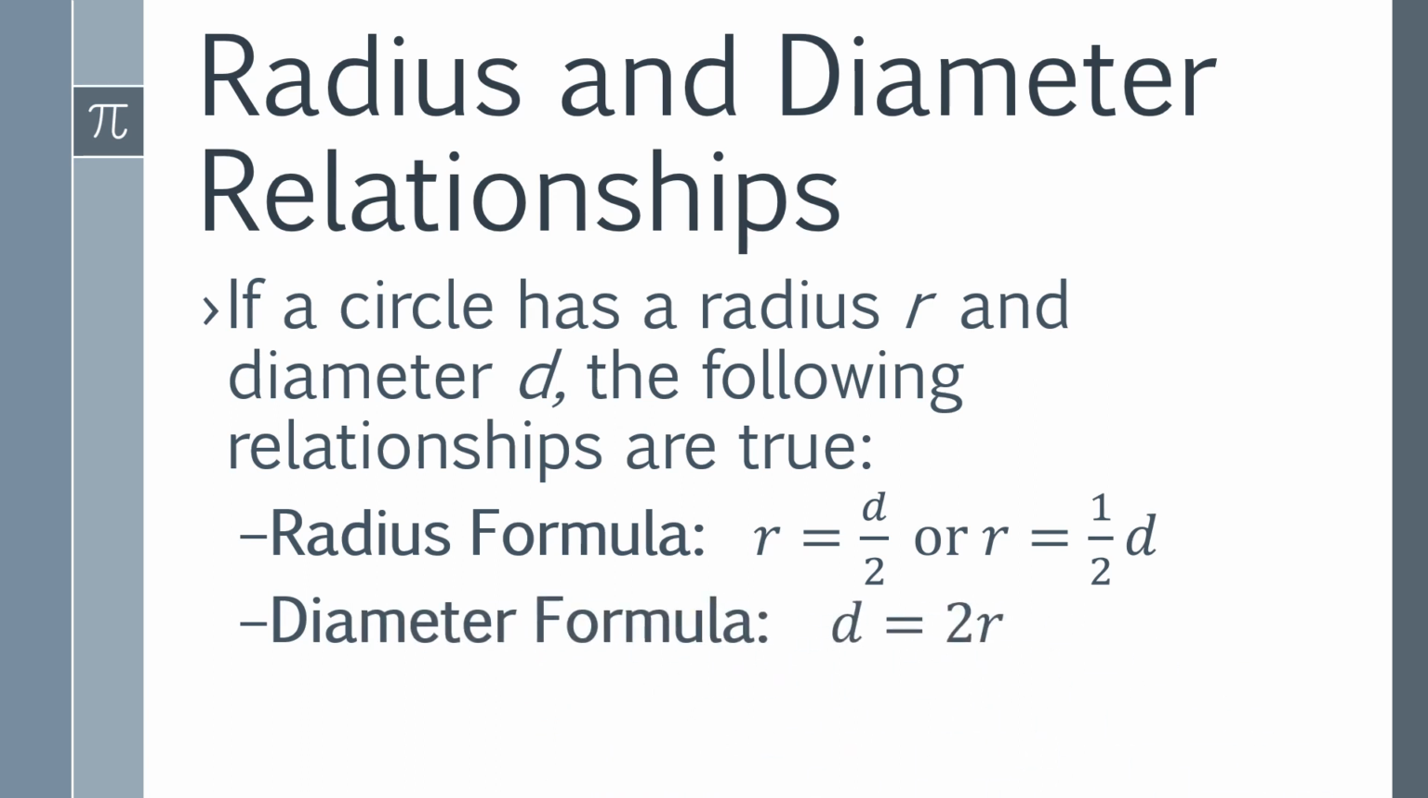Okay, if a circle has a radius r and a diameter d, the following relationships are true. Radius formula: if I am given the diameter, to solve for the radius, the radius is equal to the diameter divided by 2, or the radius is equal to 1/2 times the diameter. If I'm given the radius and I want to find the diameter, I just multiply the radius by 2.